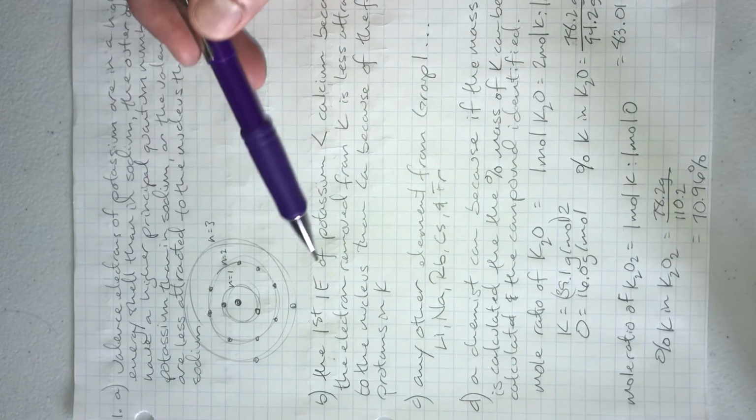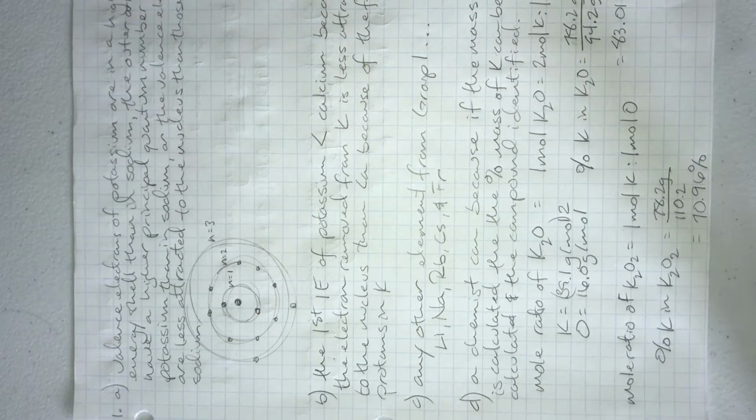And that leads us into the next question, which was: in terms of atomic structure, explain why the first ionization energy of potassium is less than that of calcium. Well, the first ionization energy of potassium is less than calcium because the electrons removed from potassium are less attracted to the nucleus than in calcium, because of fewer protons in potassium. Fewer protons, less positive charge, less attraction.